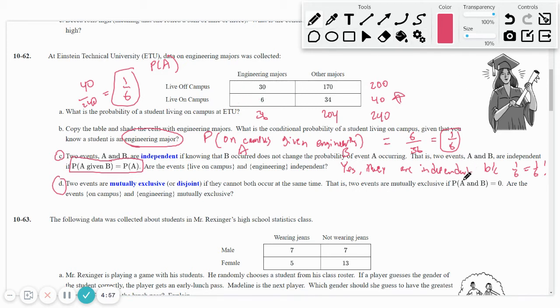Well, if we're talking about A and B, so living on campus is A, engineering is B. So on the table, living on campus, A, and then engineering majors are B. So right here is our number that we're focusing on. So the probability of that happening where they live on campus and they are engineering majors is 6 out of 240. If you reduce that as a fraction, you get 1 over 40. Now, I don't know about you guys, but I'm looking at this and I see that 1 over 40 does not equal 0. So they are not mutually exclusive.